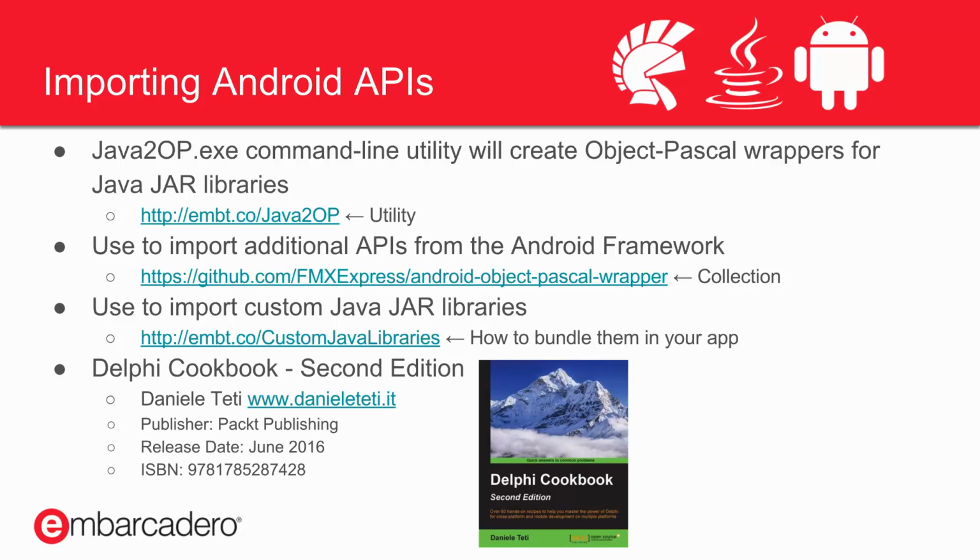So if it's a jar file that's not built into the phone already, you can bundle that into your application. There's a link there, Custom Java Library, that shows you how to bundle in that jar file into your application. It's actually pretty easy to do. There's actually quite a bit of flexibility you can have in modifying the behavior in that Java bundle that is included with your application.